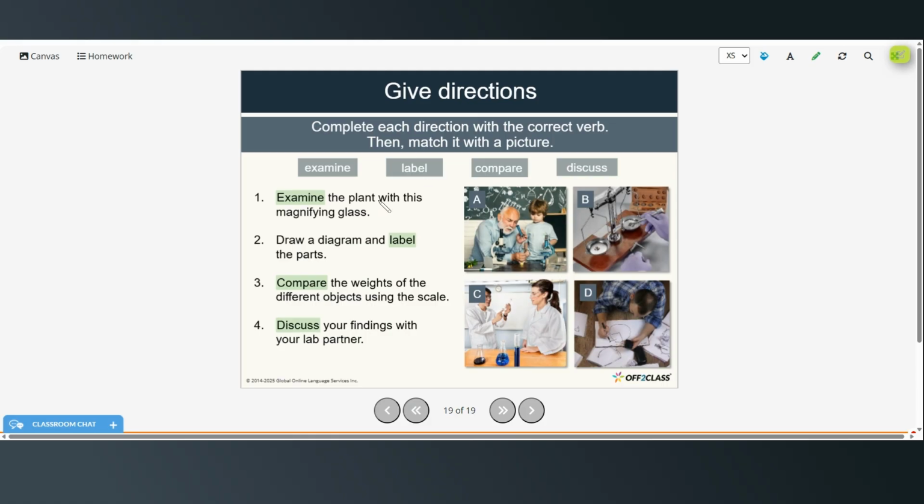Okay, so examine the plant with a magnifying glass. Oh, you can see it right here. It's a little hard to see. It's in his hand, so that's picture A. Diagram and label the parts is picture D. Compare the weights of different objects using the scale is picture B. And discuss your findings with your lab partner, picture C.